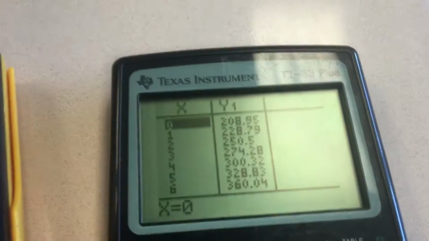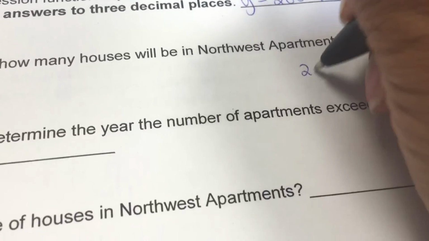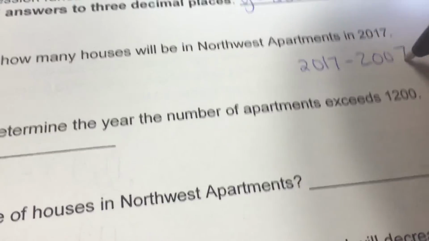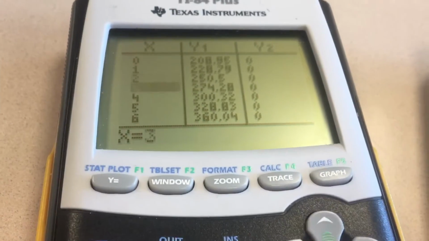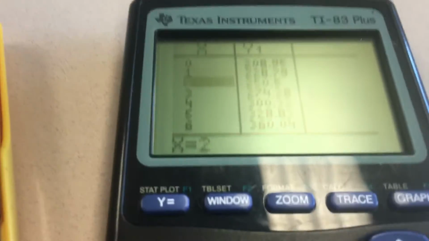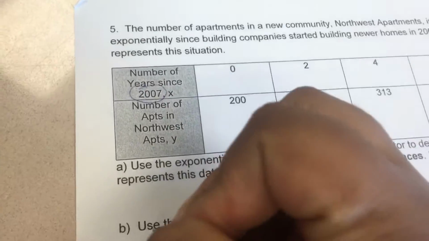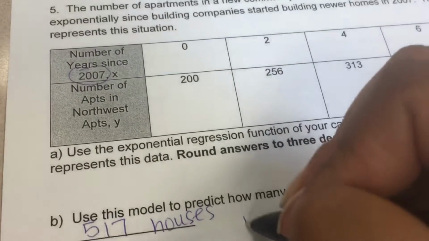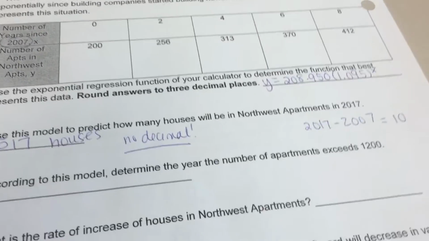Okay, so here's your 208.95, and then it says how many houses will be at Northwest Apartments in 2017. So just subtract, because that's the starting year. And you'll find out that it's 10 years later, so we just have to go down to 10. And you'll notice that it says 517.48. We can't have pieces of houses. Like, who's selling a piece of a house? So you have to say 517 houses. No decimal. Okay, it doesn't make sense to have a piece of a house.